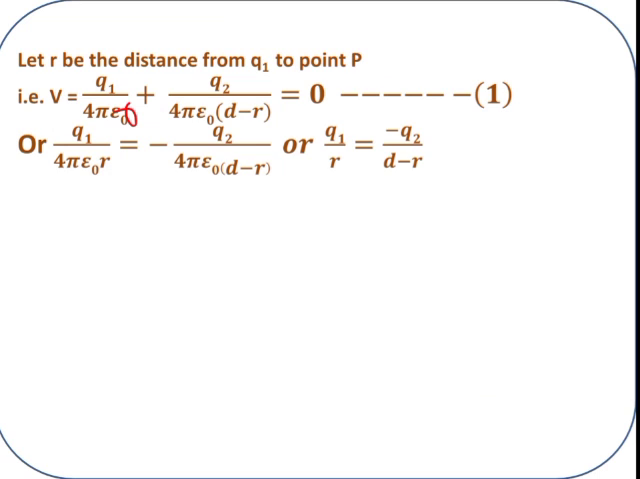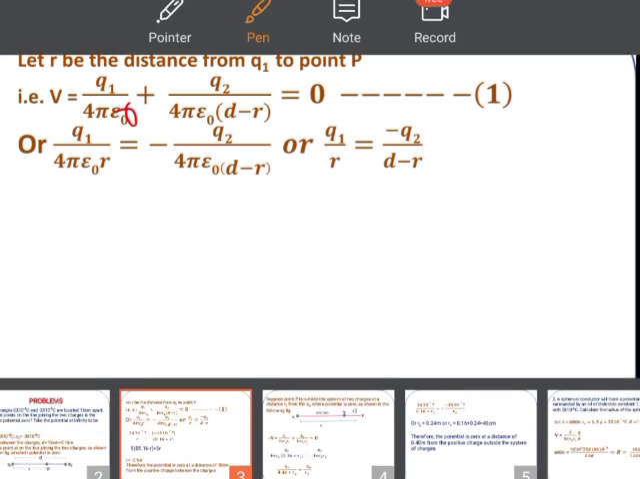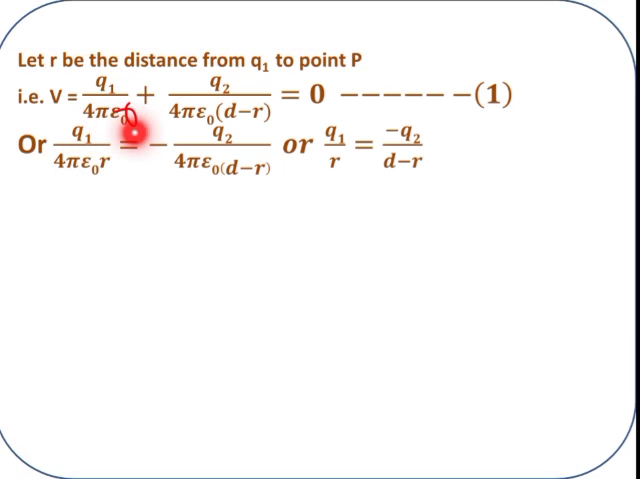Okay, printing mistake. V is equal to Q1 divided by 4 pi epsilon naught R plus Q2 divided by 4 pi epsilon naught (D minus R), is equal to 0. Call it equation number 1 for convenience. Anyhow, this is 0, so we can keep this factor on the LHS and that factor on the RHS. Now 4 pi epsilon naught cancels. What is remaining? Q1 by R equals minus Q2 divided by D minus R.